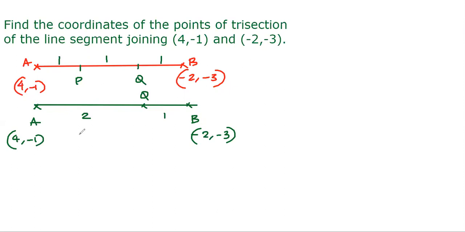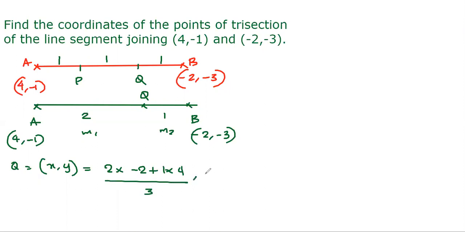So using the section formula you can find the coordinates of Q here. So m1 is to m2 is 2 is to 1. So the point of division, that is Q, I am taking it as (x, y), is equal to m1 into x2 plus m2 into x1 divided by m1 plus m2. That is 2 into minus 2 plus 1 into 4 divided by 3, then 2 into minus 3 plus 1 into minus 1 divided by 2 plus 1, 3.